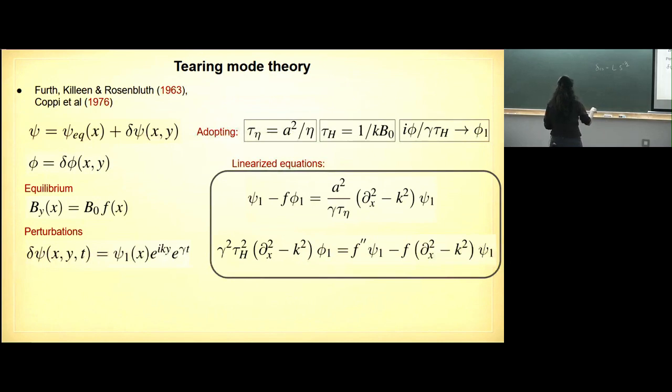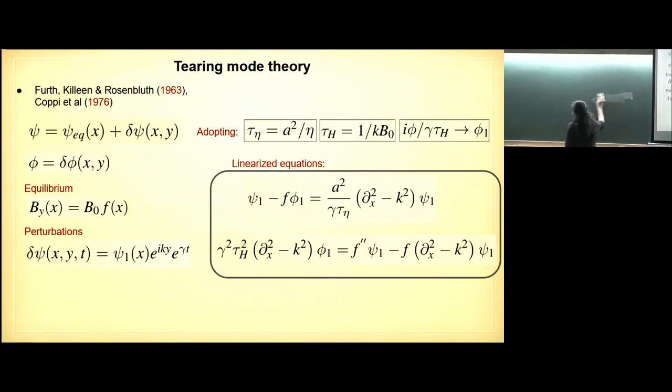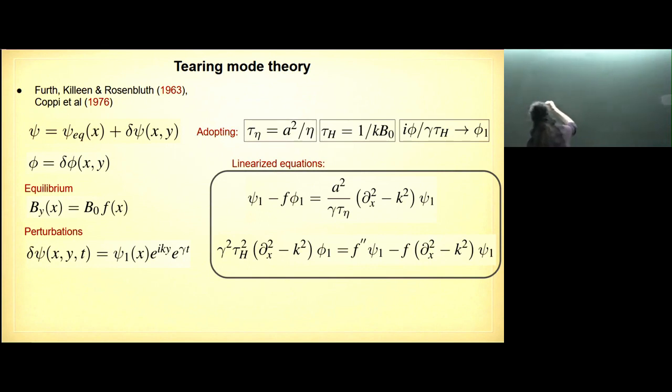Here I should now draw the magnetic configuration. So this is the reversing magnetic field, and I'm going to take a visually broad enough current sheet. Let's say this is the current sheet width A, and this is my x equals 0, right?